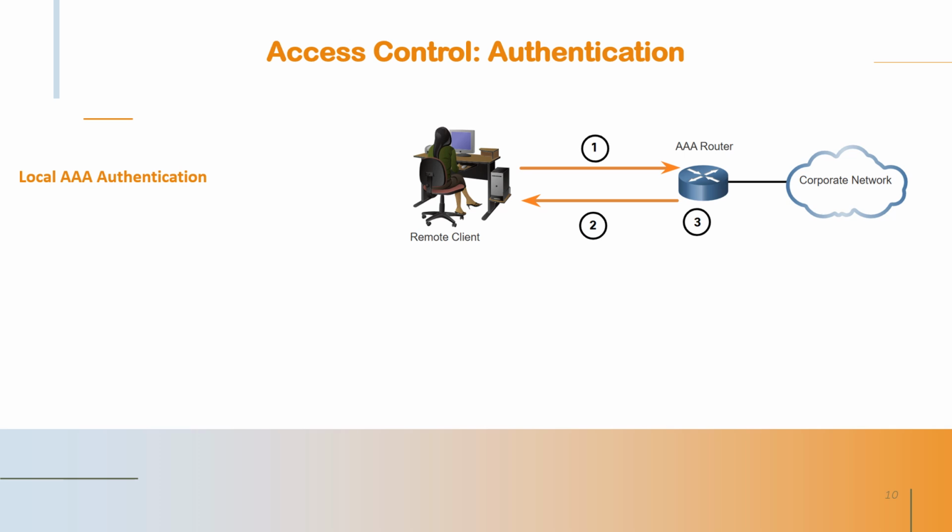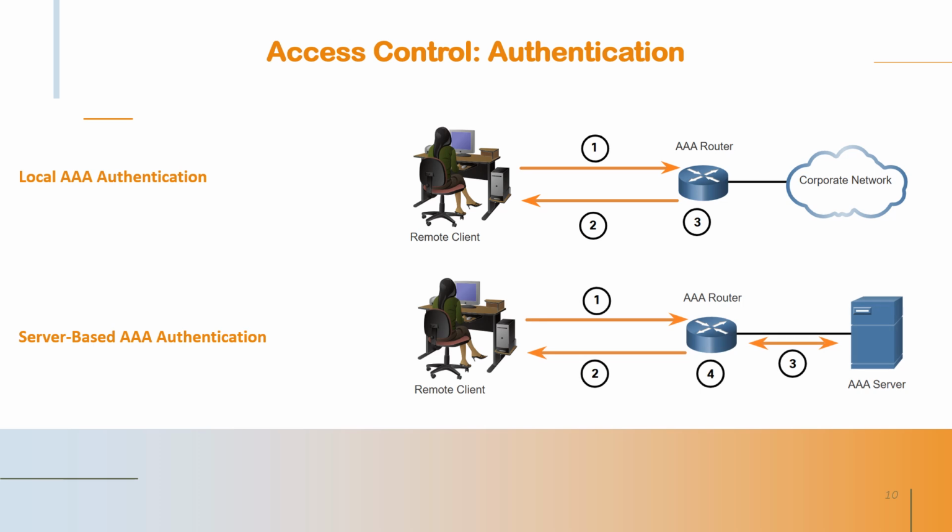And we have even the server-based AAA authentication. With this method, the router accesses a central AAA server as it is shown in this figure. The AAA server contains the username and password for all users. The router uses either the Remote Authentication Dial-In User Service or Terminal Access Controller Access-Control System protocol to communicate with the AAA server. When there are multiple routers and switches, server-based is more appropriate, which means a bigger and larger network.